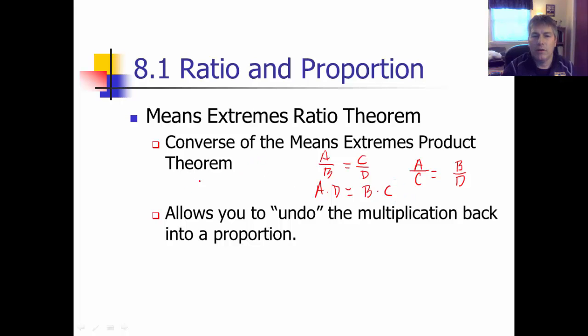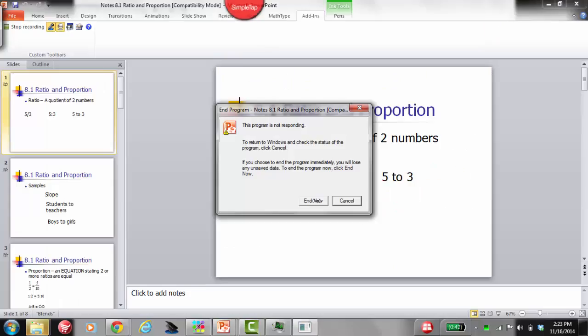So earlier we did 1 is to 2 as 5 is to 10. Well, that's no different than 2 is to 1 as 10 is to 5, because when we multiply the means and extremes, we get the same thing. Or we could say 1 is to 2 as 5 is to 10. When we multiply out, we get 1 times 10 equals 5 times 2. That's the means and extremes ratio theorem. We can set up our proportions differently and still get the same result.